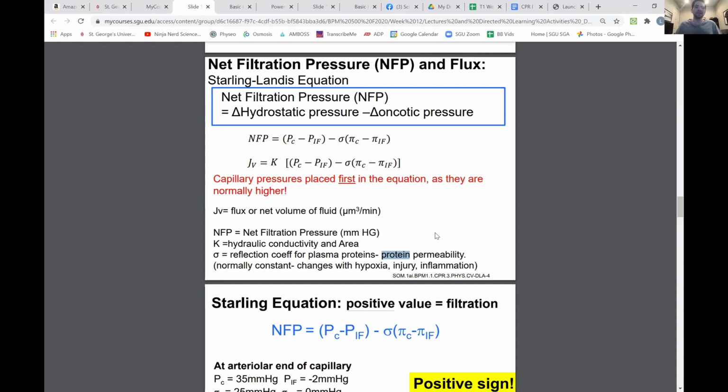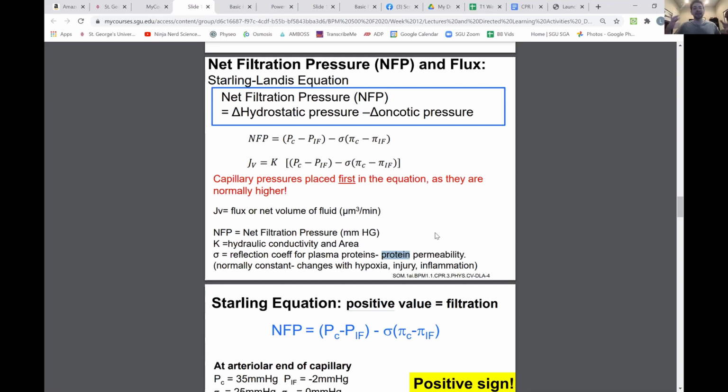By joining these together, you can determine whether you're pulling fluid back into the capillary or pushing it out. That's the main thing you want to gain from this. And obviously, if you're pushing fluid into the interstitial fluid out of the capillaries, you tend to swell, right?